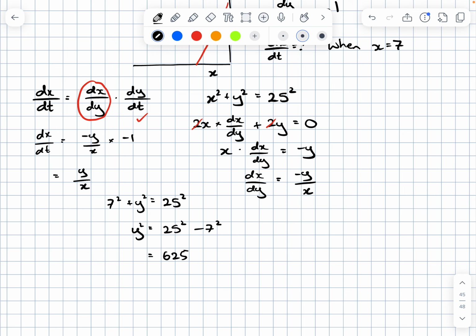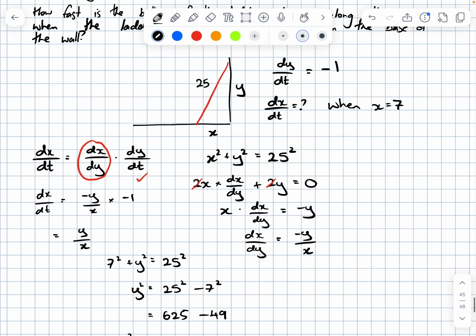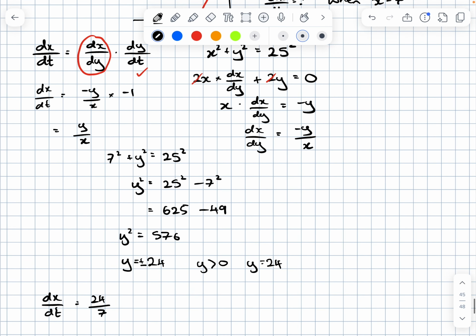625 minus 49. So y squared equals 576, i.e. y equals the square root of that, or 24. Technically plus or minus, but since y must be greater than 0, y equals 24. Now I have my y and my x. That means that dx/dt equals 24 over 7. Units are feet per second.